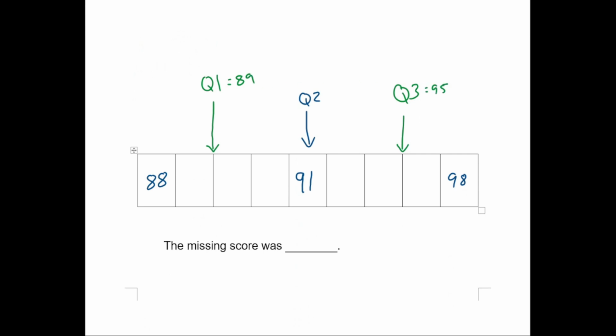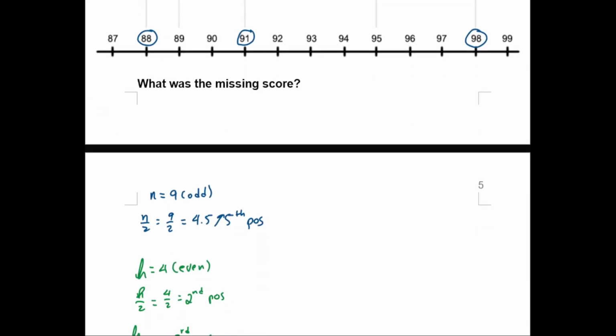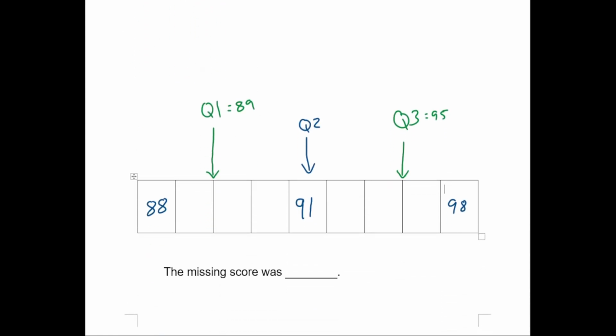Okay, so my first three numbers on my list are 89, 89, and 90. Let's put those here: 89, 89, and 90. Do those make sense? We know Q1 falls between these two numbers. So if we take the two numbers, 89 and 89, add them up and divide by 2, that should give me back my Q1. 89 plus 89 divided by 2 does give me back 89. So these two are good.